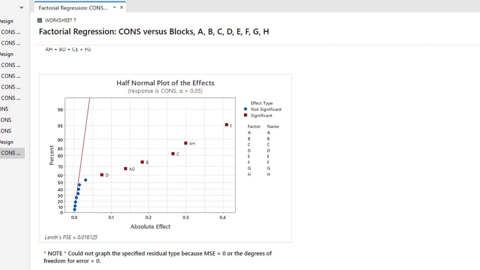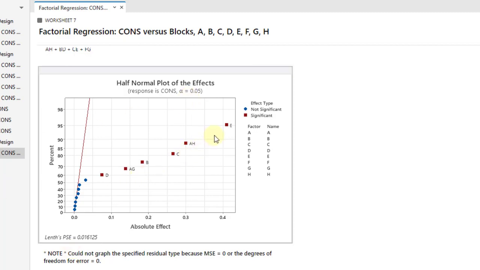You can see in this plot those terms that have a significant effect are represented by red square boxes. However, those terms that are not significant are represented by blue dots. We have to focus on these red square boxes and we have to retain only these terms in our model. The rest of the terms will be pooled into the error term. So we can see here that B, C, D and E, these 4 main effects, are significant, whereas in the 2-way interaction terms AG and AH are significant.